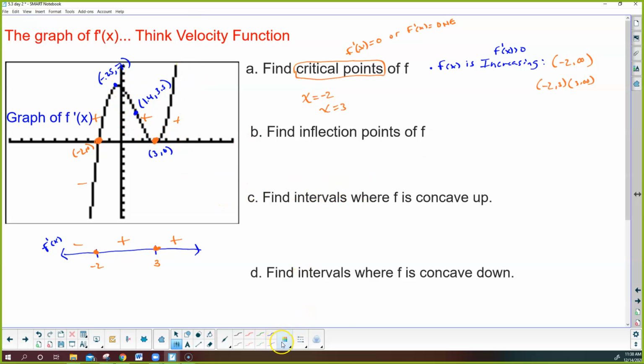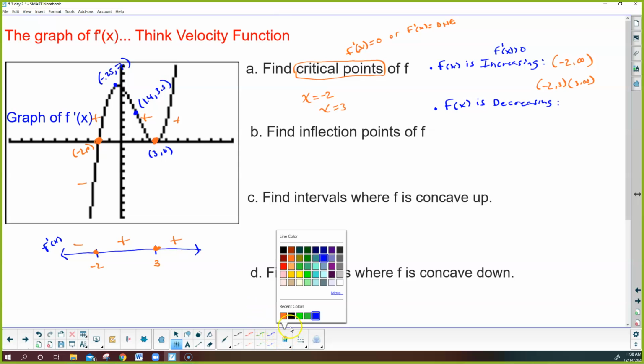Okay, well, likewise, where is the original function decreasing? Well, it's decreasing anytime the derivative is negative.